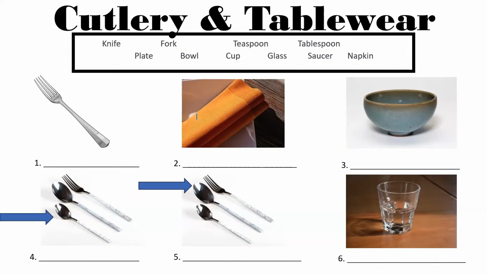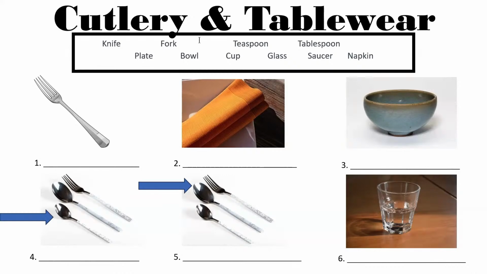Today we are going to look at different items that you would find in your kitchen. So we are going to try and label these different items. So please try and label them with me. You can also try and answer before I do. And yeah, let's get started.